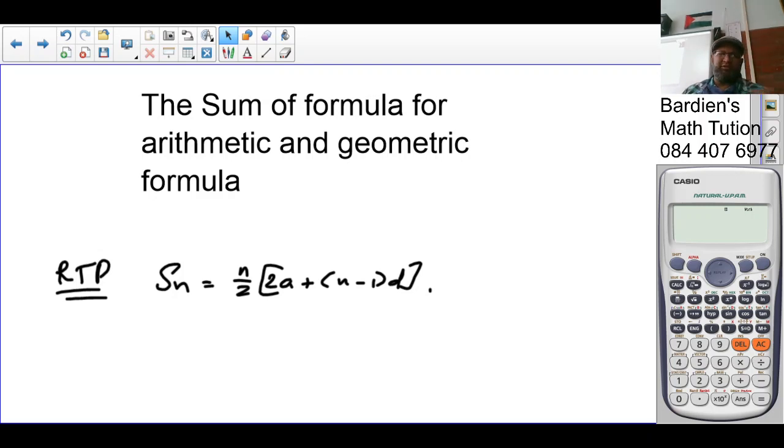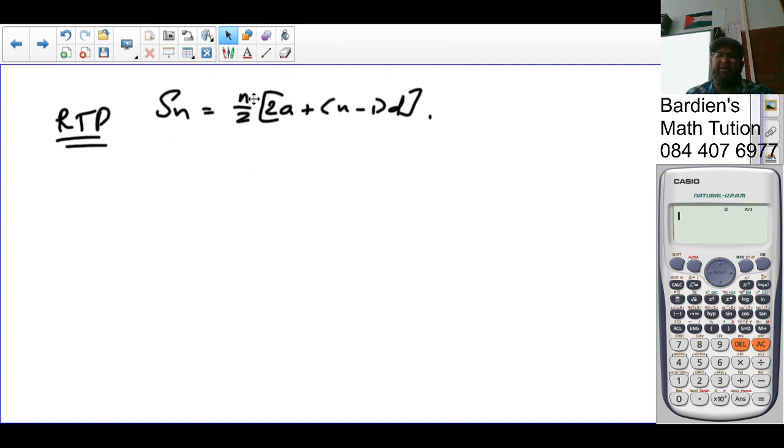Okay, so good afternoon. Today we're looking at the sum of formula for arithmetic and geometric patterns. Normally if this question comes in, it is worth 4 or 5 marks. It doesn't always come in, but it could. We'll start off with a proof of the arithmetic sequence sum of formula. This formula is given on the formula sheet, but at times I would ask you to prove it.